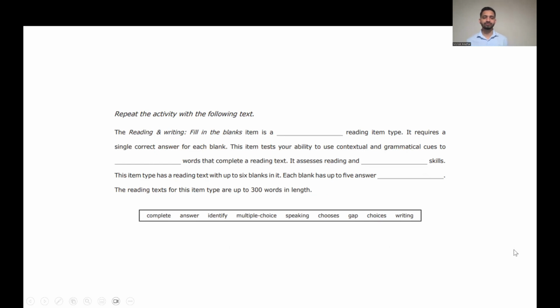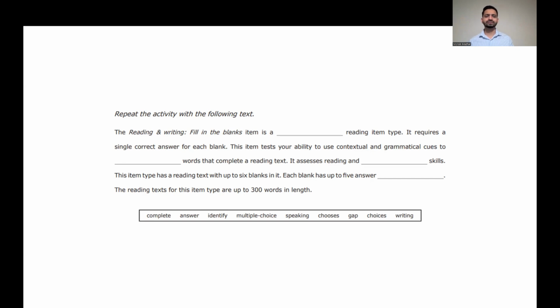So now we're going to do another activity, right? And I want you to pause here, and I want you to do it on your own. Apply all those skills that we just talked about. And this is reading and writing fill in the blanks. So again, it's introducing the reading and writing fill in the blanks. Do it on your own. Pause the video here. And then when we come back, I will share with you how we would go about it, how we are going to solve this question.